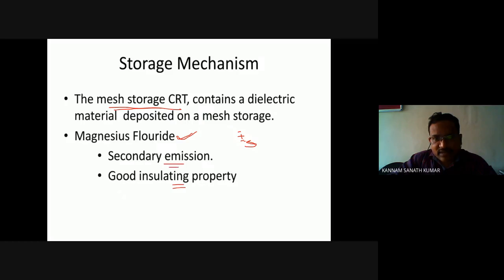Secondary emission means secondary electrons will be emitted, and insulating property means it will localize the secondary electrons. So in order to expand the whole dielectric, it will localize the secondary electrons. These are the two properties of the magnesium fluoride. So we'll see the diagram.